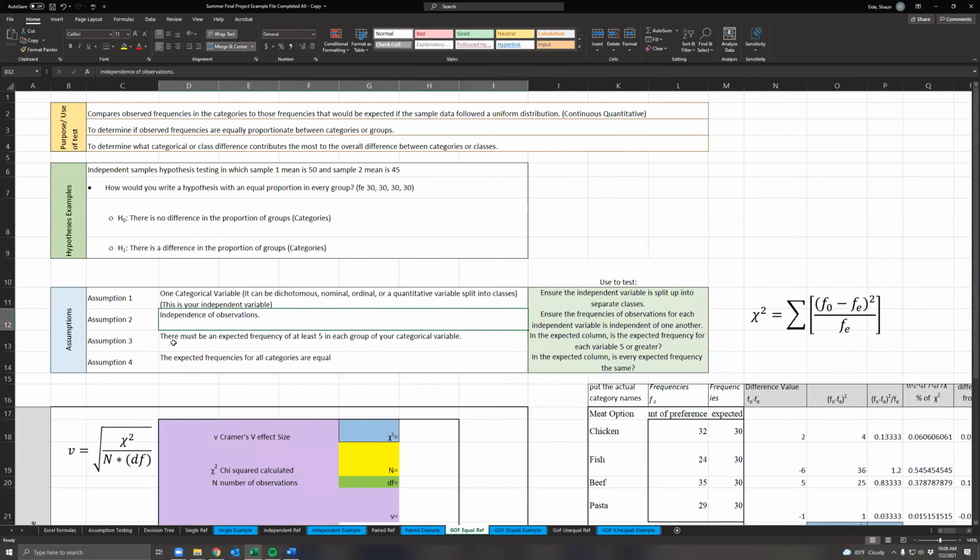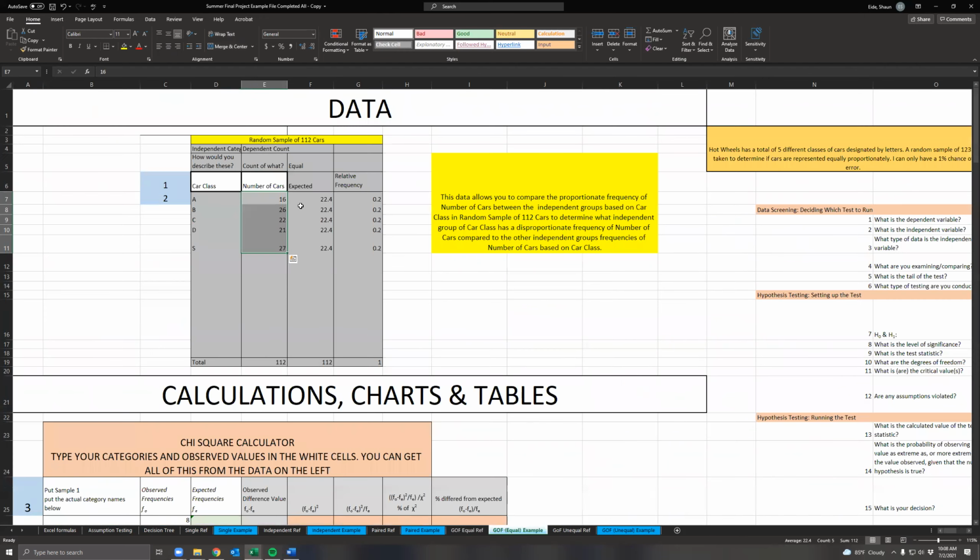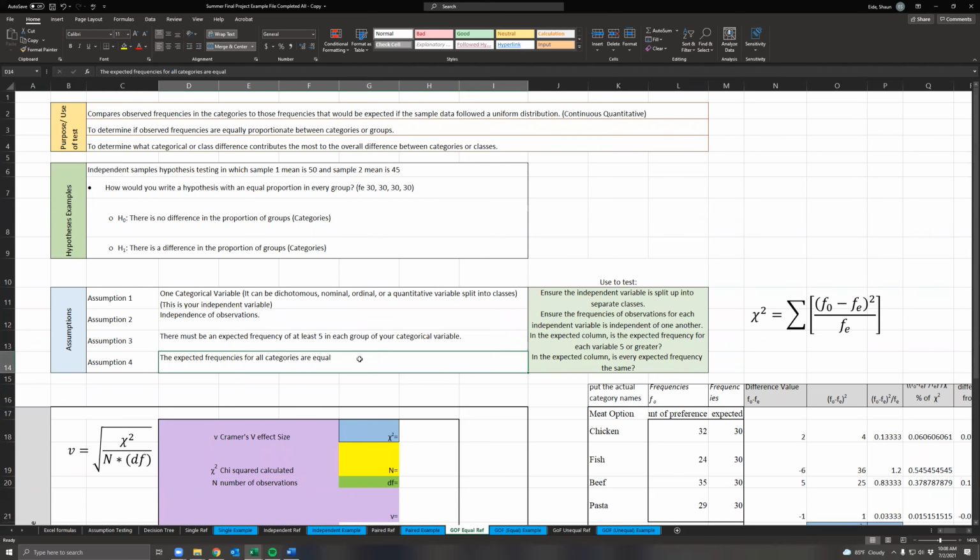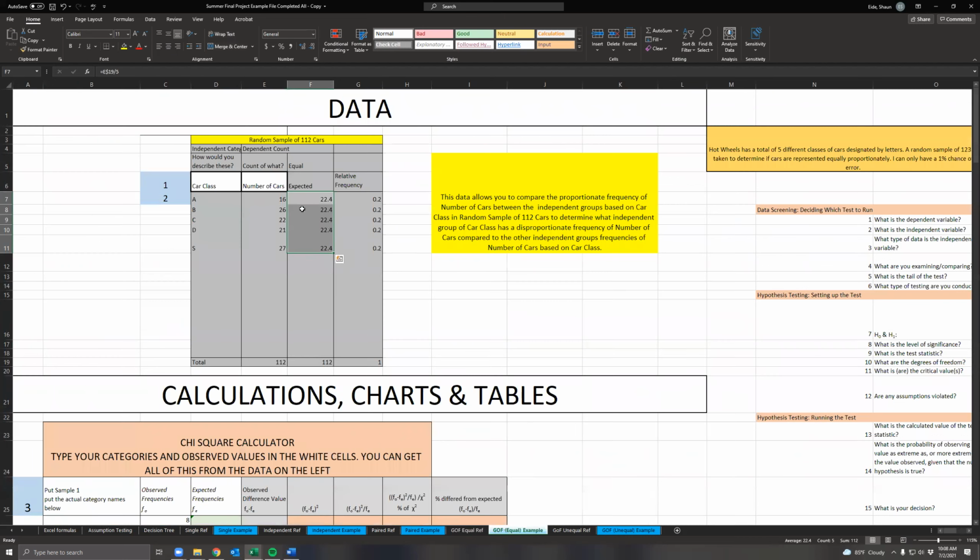The next one, there must be an expected frequency of at least 5 in each category. And so we look at this and we want to just check, is there a minimum of at least 5? And the answer is yes. And the reason why is because they're all 22.4. So they're all greater than 5. The expected frequency is greater than 5. And then the expected frequencies for all categories are equal. And the answer is yes, they are all equal. Okay.